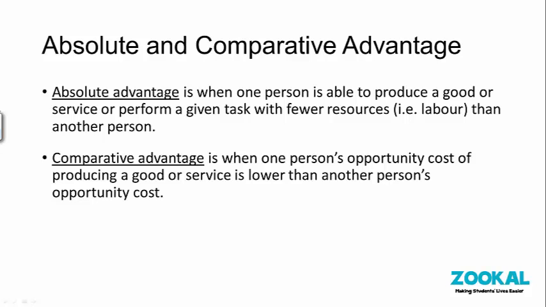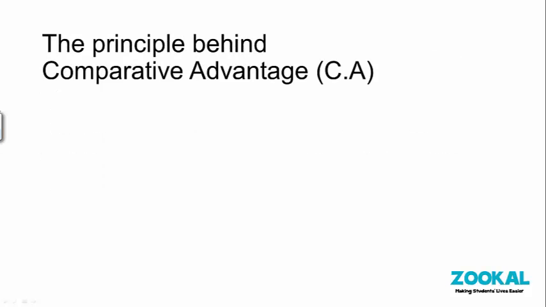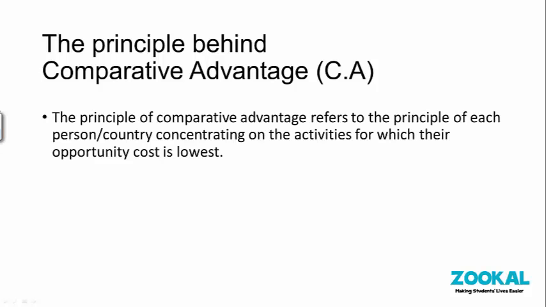So let's say a situation where person A has an absolute advantage in producing lollipops and chocolates over person B. This means that person A can produce both lollipops and chocolates in a shorter period of time than person B, right? So would it be efficient to make person A produce both lollipops and chocolates whilst person B produces nothing? Now, the answer to that question is no. So I'll tell you why through explaining the principle behind comparative advantage.